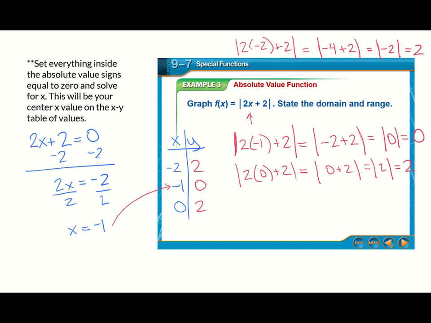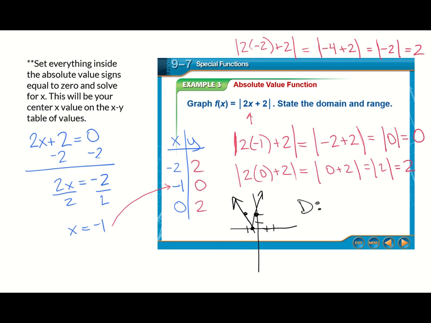All you have to do now to graph this is draw your graph and plot the points. So negative 2, 2; negative 1, 0; and 0, 2. And then graph your line just like that. And that's not pretty, but it's the right graph of an absolute value graph.